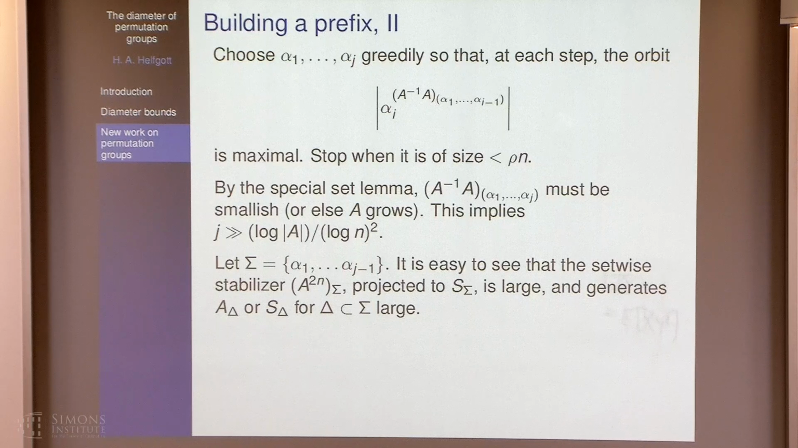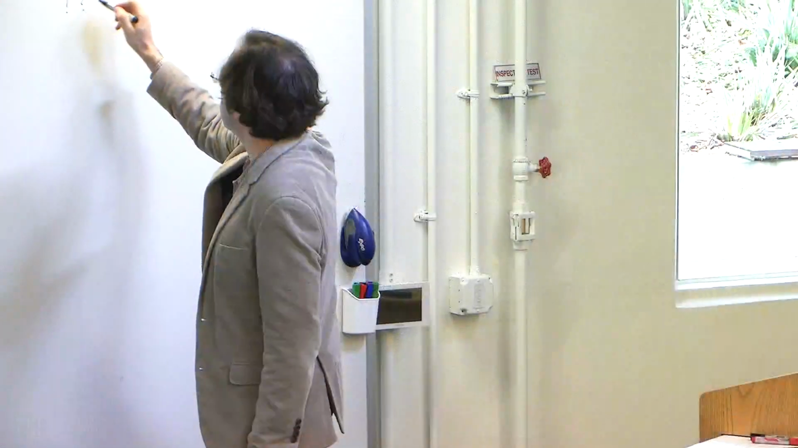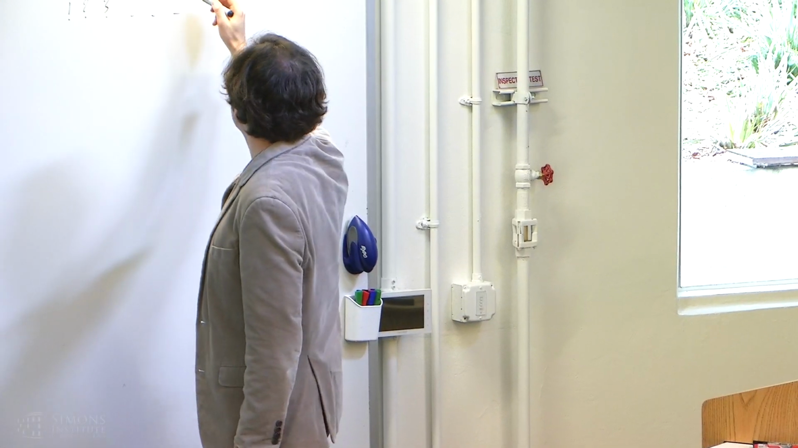All right, so let sigma be all of those points except for the last one. Let me draw things, see if these were really the points 1, 2, 3. It doesn't matter at all.